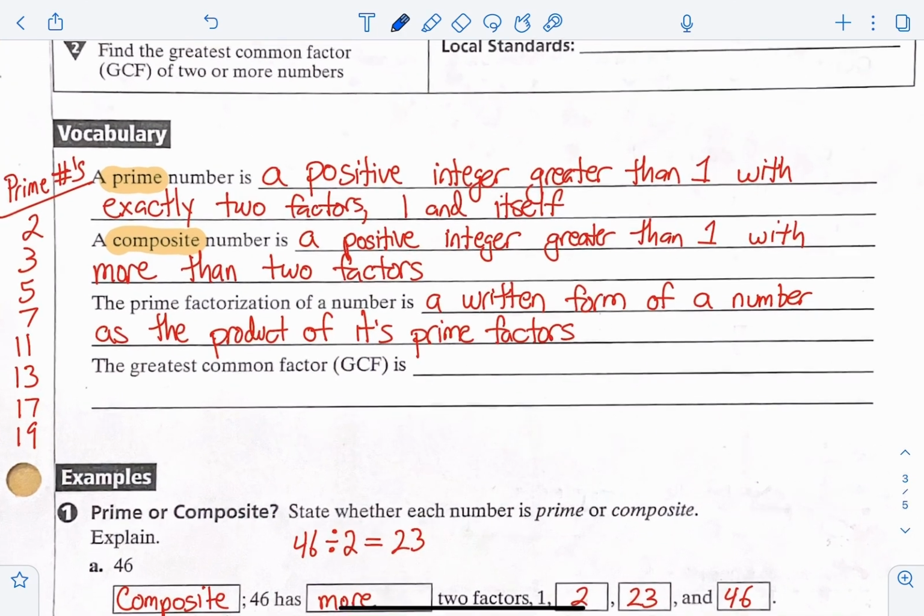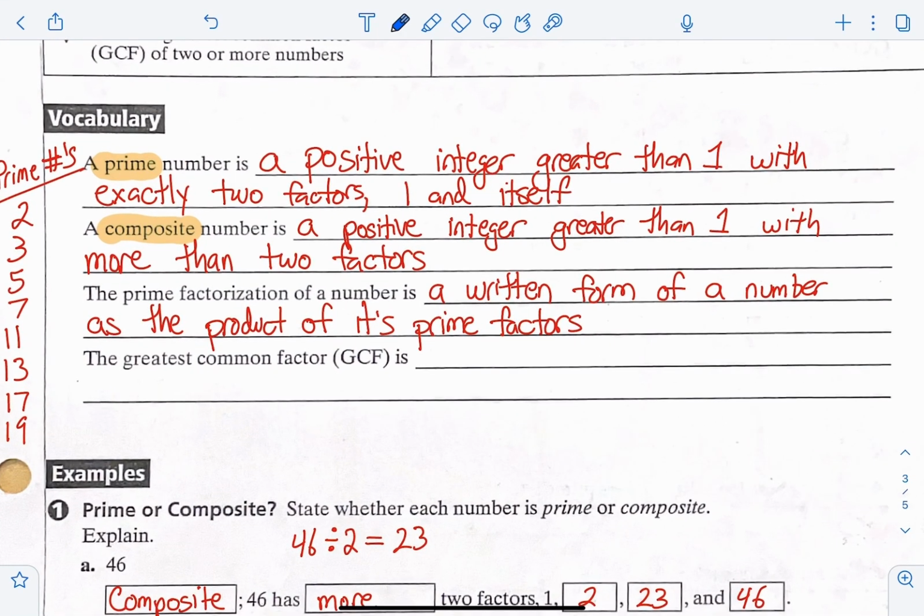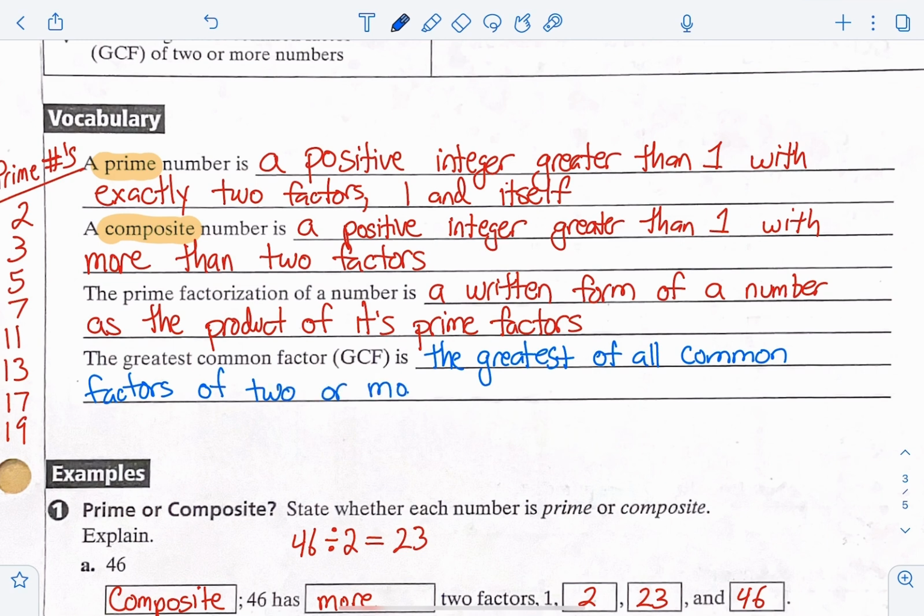So the greatest common factor, or the GCF, is the greatest of all common factors of two or more. Okay, so we're going to essentially make factor trees and then figure out what factors the numbers share, and from that we'll be able to figure out the greatest common factor.